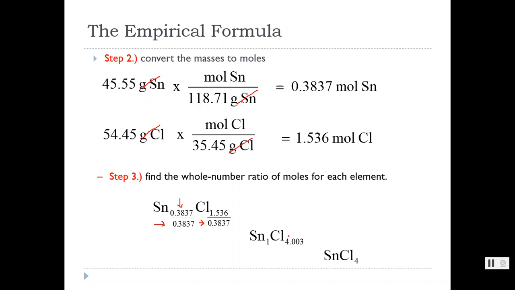Now, there are going to be 2 occasions where you would not round a subscript number that's a decimal like this. We'll talk about that in 2 videos from now. But this number is close enough to 4 that you can round it to 4. The 2 exceptions we will talk about later. But you should know and be able to use these 3 steps for finding an empirical formula for a molecule given the mass percent of each element in that molecule.